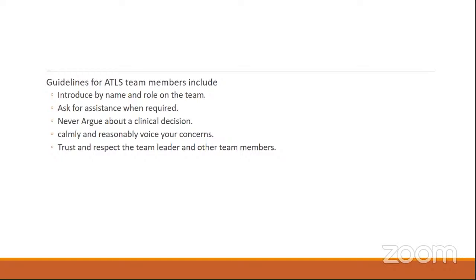Even if we have another opinion, never argue. Politely or calmly you can have a word with the team leader, and ultimately the team leader is the one who decides about the clinical decisions. Calmly and reasonably voice your concern.